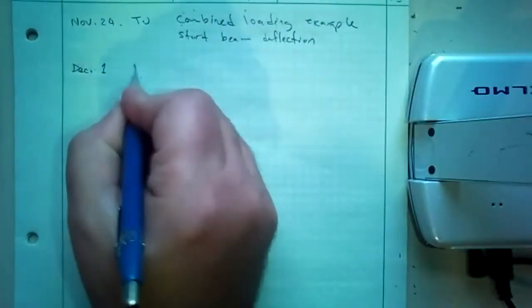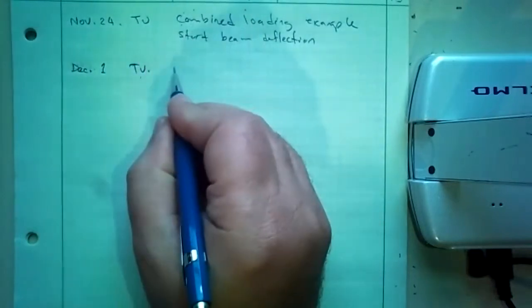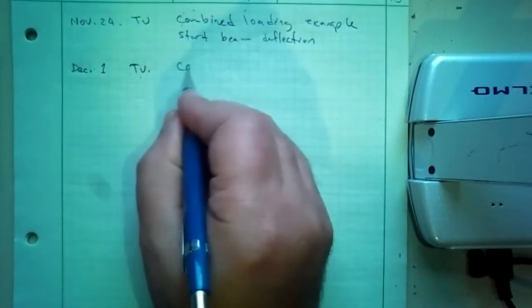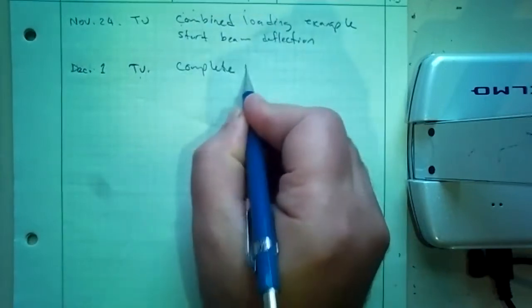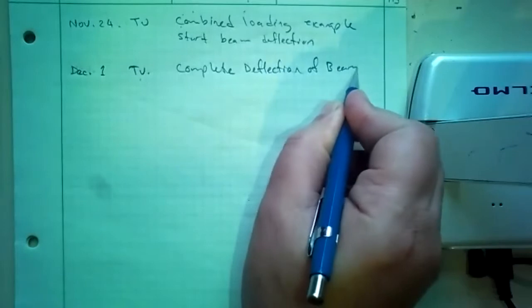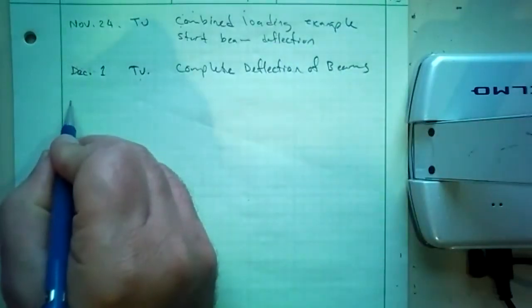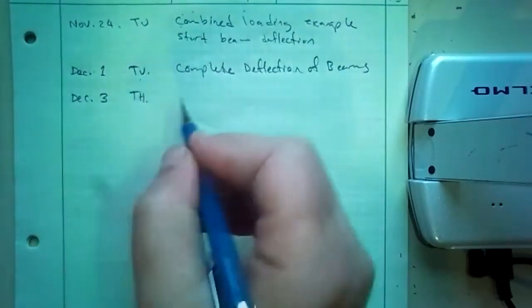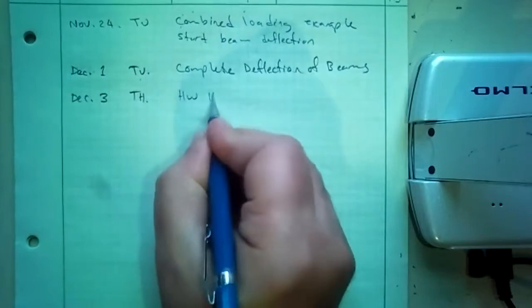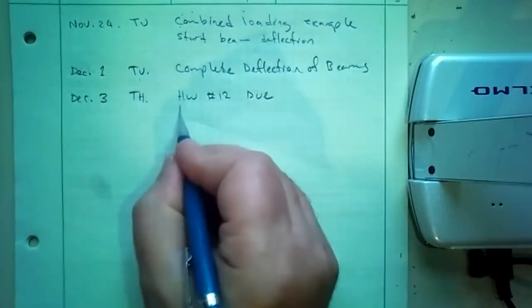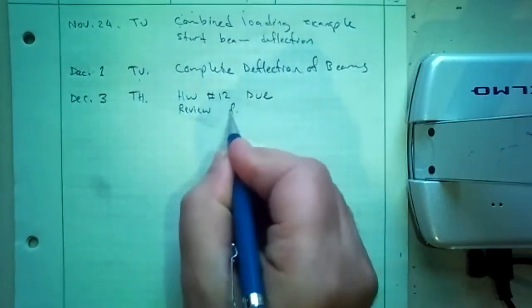December 1st, that'll be a Tuesday. We will talk about beam deflection, and December 3rd is our last class. It's a Thursday. Homework number 12 is due, and we will review for the final.